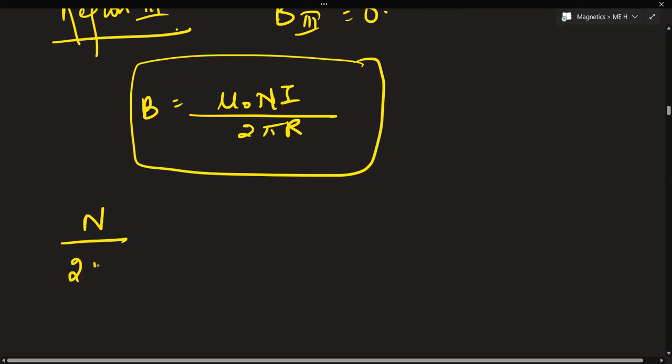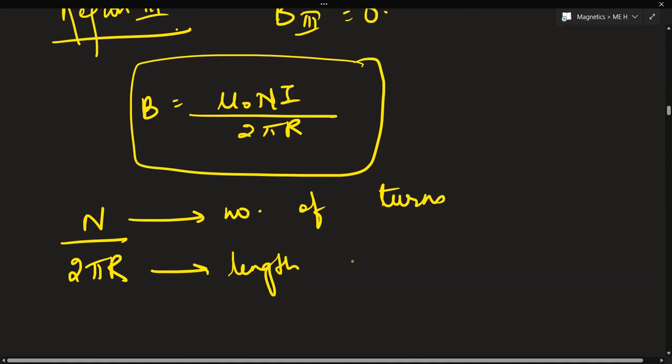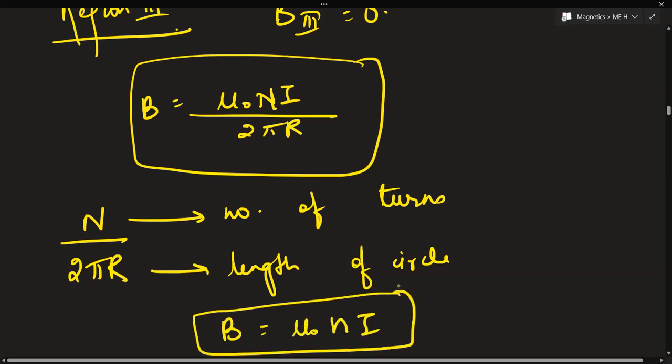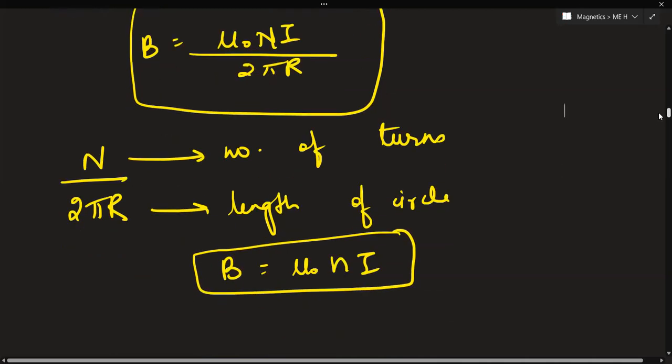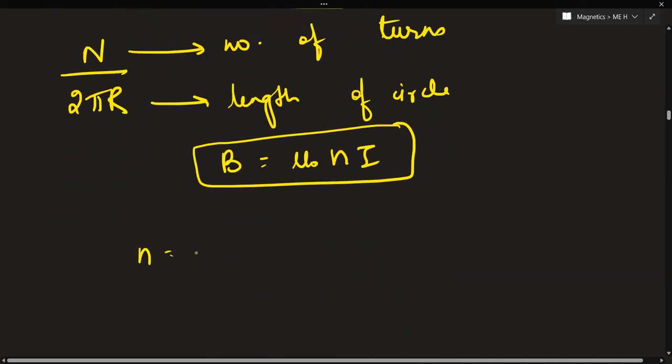Now what is N divided by 2 pi r? N is the number of turns. 2 pi r is the circumference, or length, of the circle. So this becomes the number of turns per unit length. So we can again write B as mu naught n I, where small n is equal to capital N divided by 2 pi r, the number of turns per unit length.